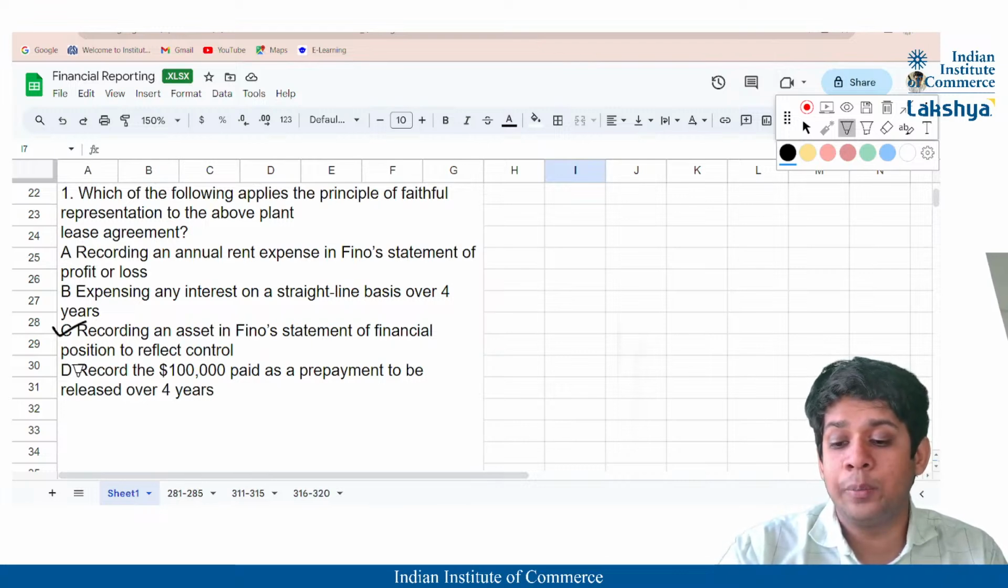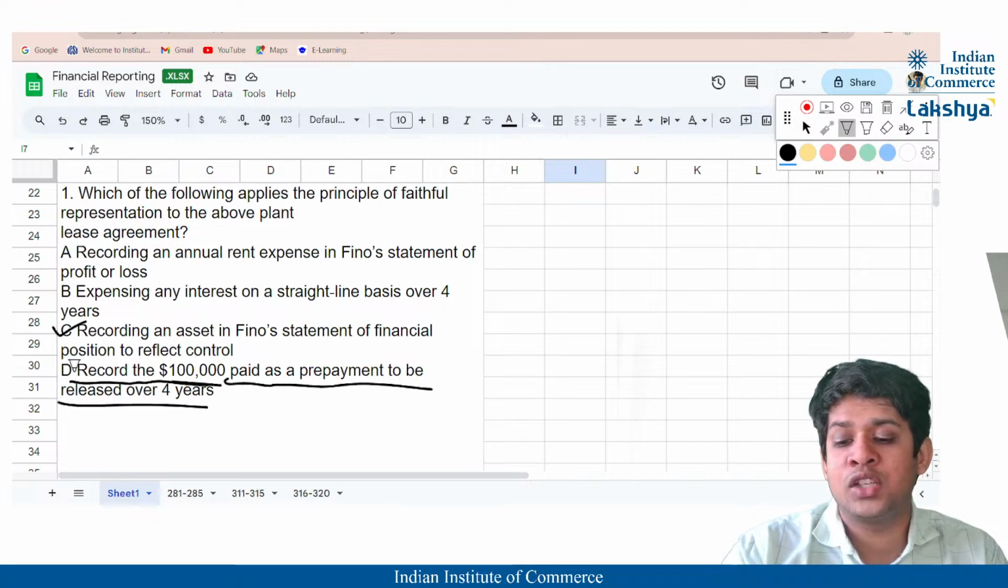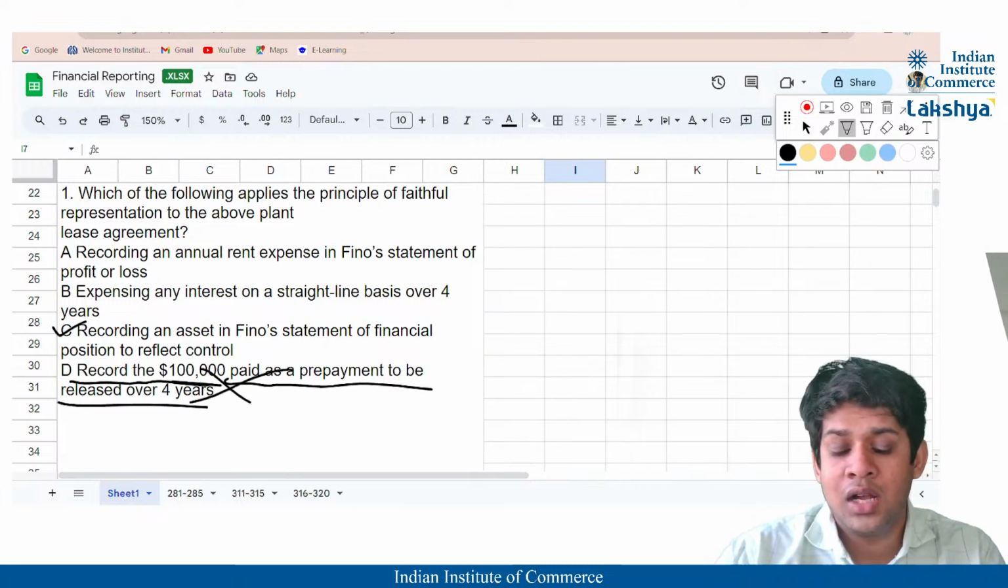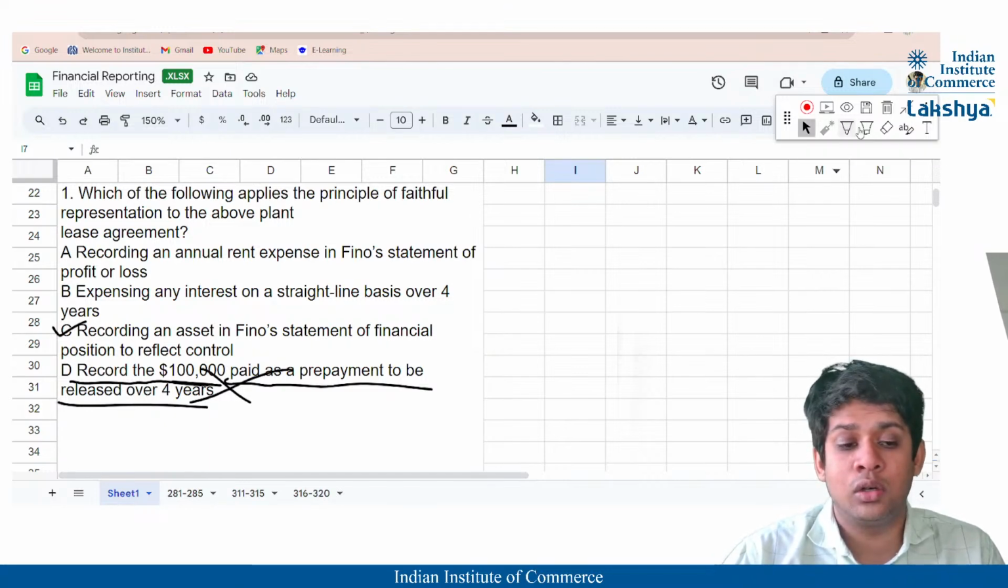Let us look at D also. Record the $1 lakh paid as a prepayment to be released over 4 years. Obviously, this is nowhere in the lease chapter. Okay, you cannot recognize directly the total amount and amortize it over the period of 5 years.